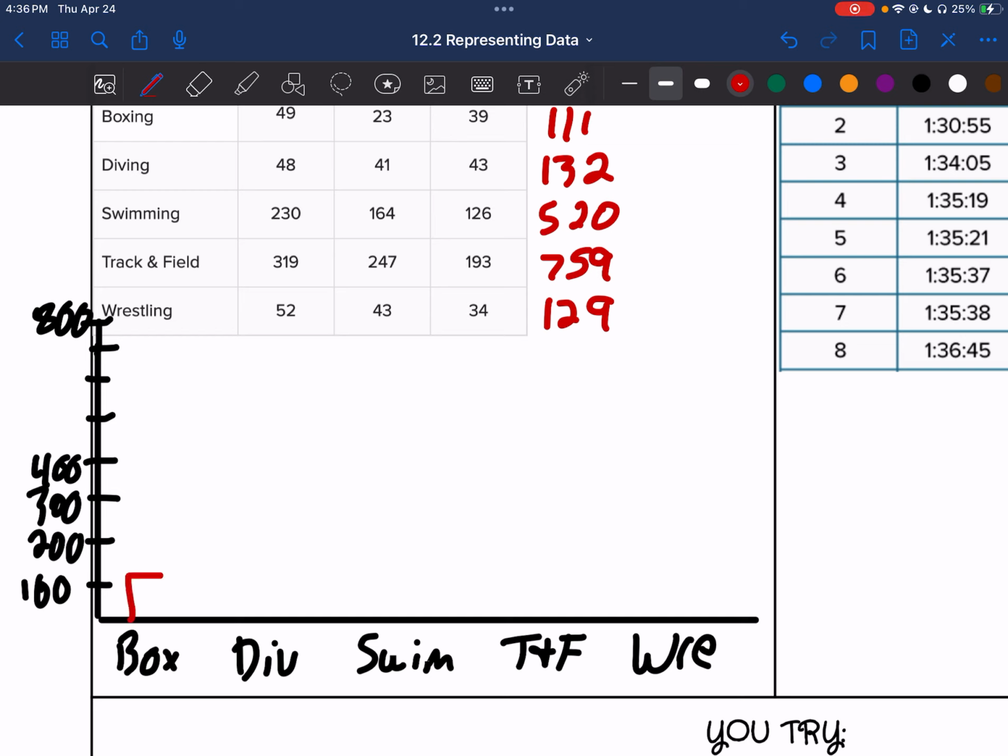So boxing has 111, so we're going to be just a little bit over 100. Diving has 132, so it's going to be a little bigger than boxing. Swimming, 512, well, that's going to be all the way up to like there.